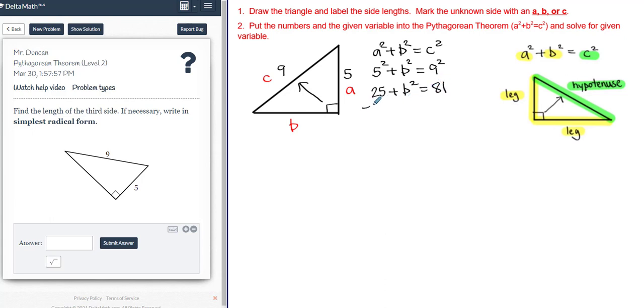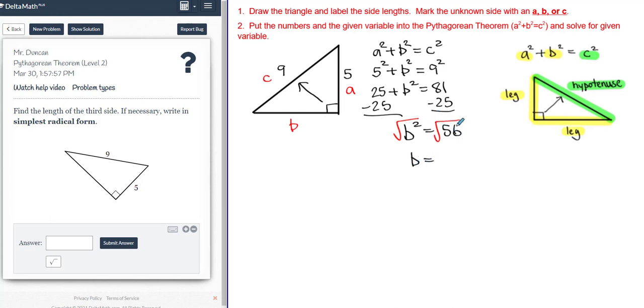And then we'll subtract 25 on each side. On the left side, it's going to simplify to B squared. And 81 minus 25 is going to give me 56. Then, to get rid of a square, we will square root both sides. Make sure you do that to both sides. The square and the square root are inverses, which means they'll cancel each other out. So on the left, we have just B.